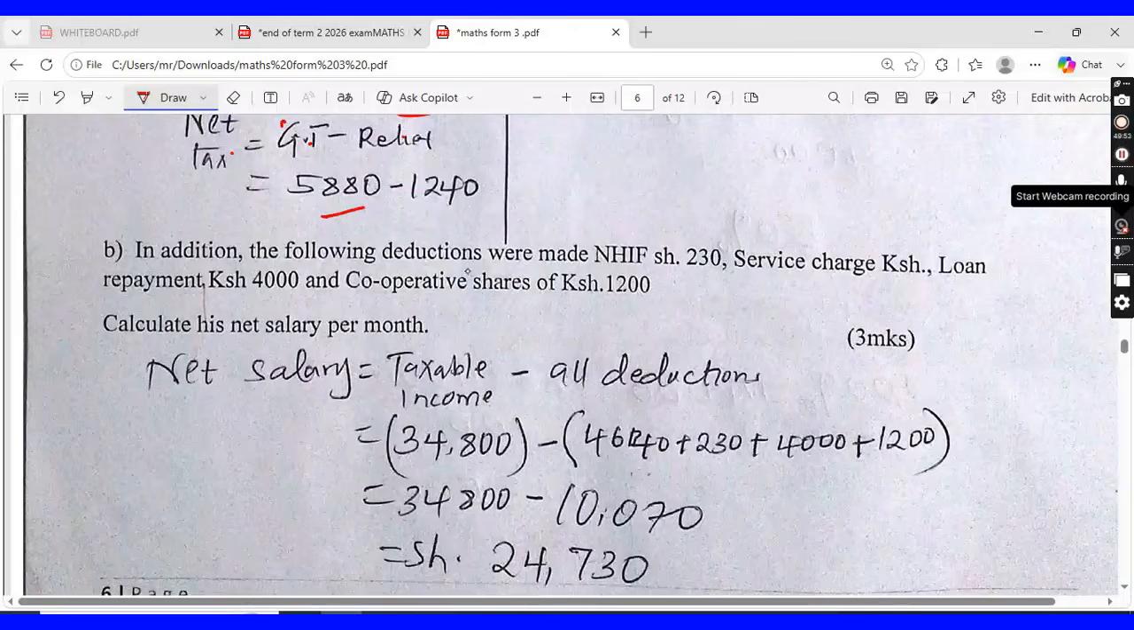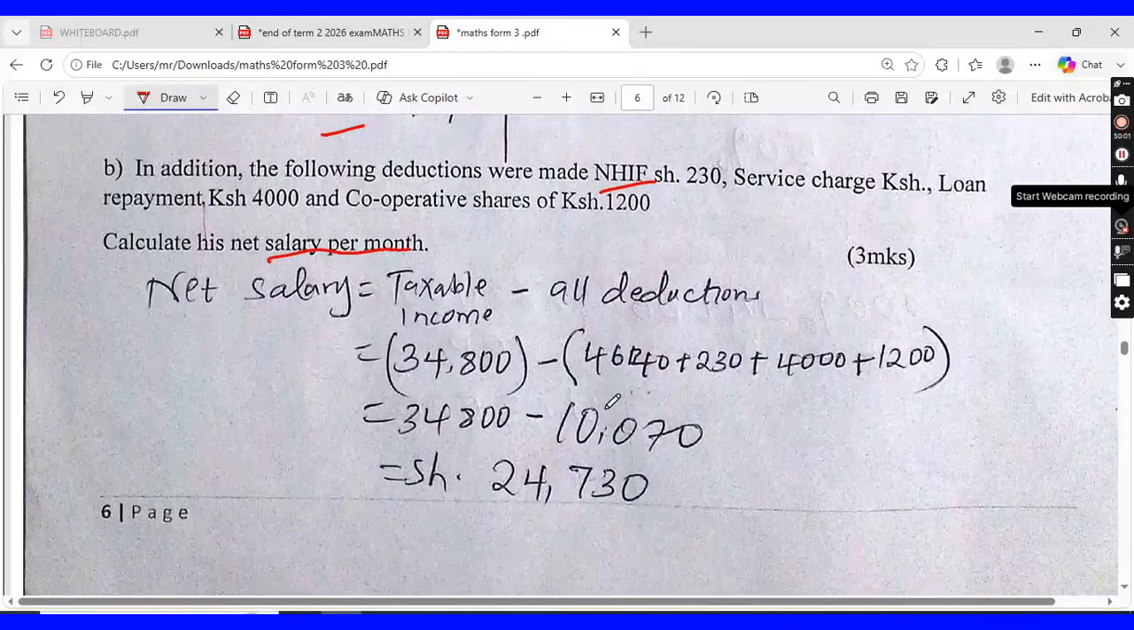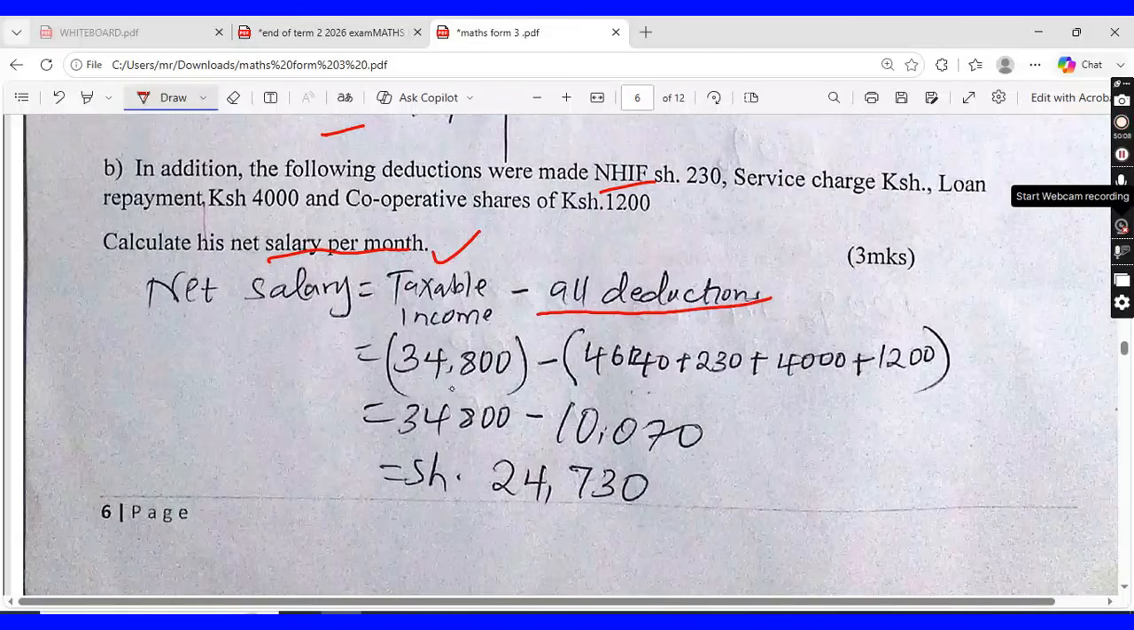In addition, the following deductions were made, NHIF all that. Calculate this net salary. Net salary ni ile pesa sasa itaingia kwa account yake kwa yule mwenye ameajiriwa. So net salary ni taxable income, you remove all deductions. So huyu mtu alikuwa anapewa 34,800 including all the allowances. Then now you remove this pay, then other deductions, the loans, NHIF, NSSF, SHA, you remove all those things, and this is the amount that he gets into the account.